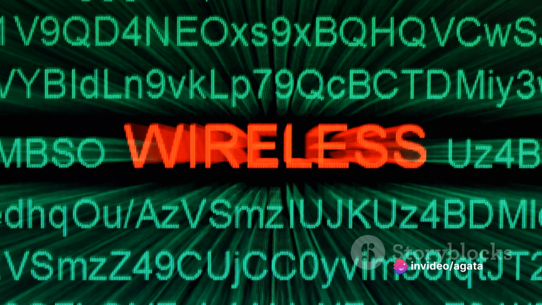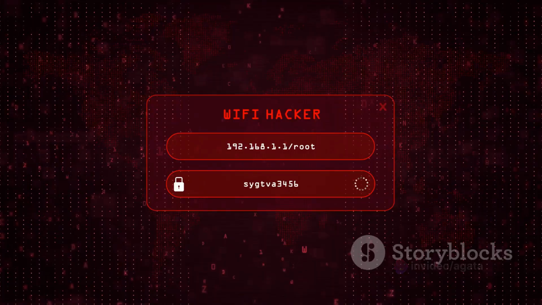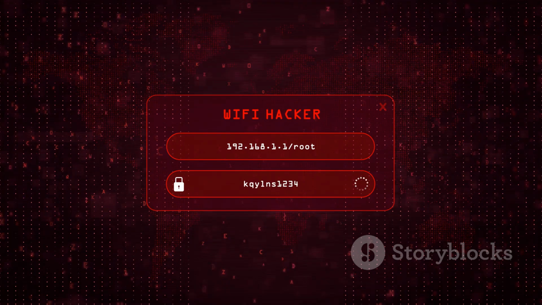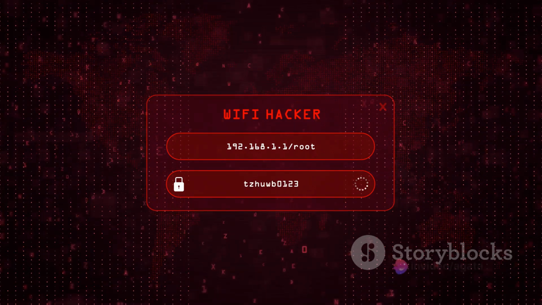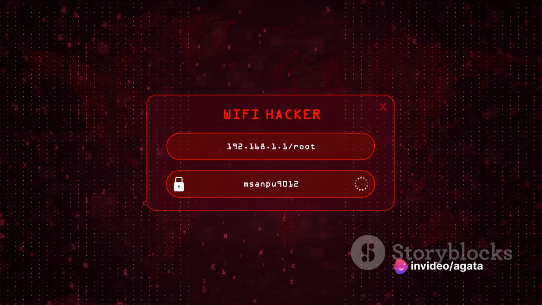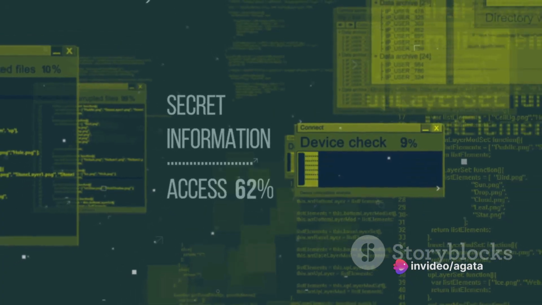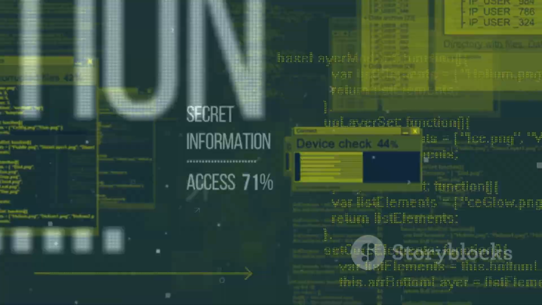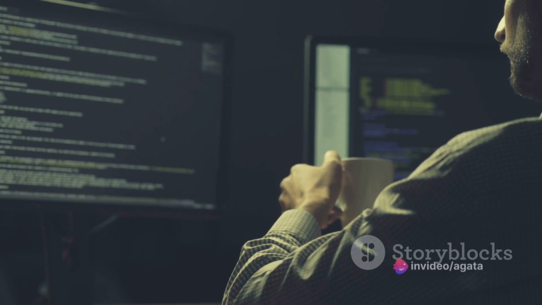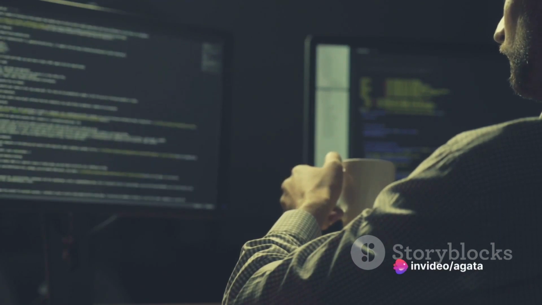Wireless scanning is up next. As the name suggests, this type of scan focuses on wireless networks. It's the equivalent of checking all the windows and doors in your building to ensure they're properly locked. Finally, we have application scanning. This zeroes in on web applications, looking for common security vulnerabilities like SQL injection, cross-site scripting, and insecure server configurations.